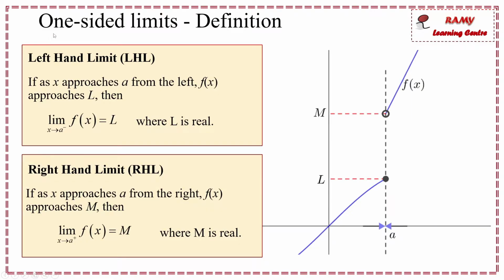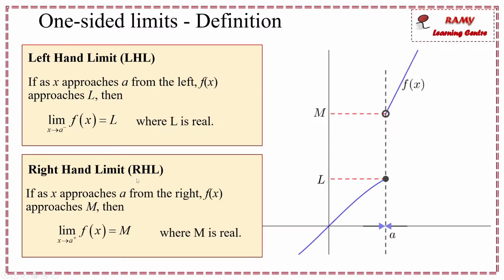Let us now look at the definition of one-sided limits. First, let us look at the left-hand limit or LHL. If as x approaches a point a from the left, f of x approaches a number L, then limit x tending to a minus of f of x is equal to L, where L is real. Now, a minus indicates that x approaches a from the left.